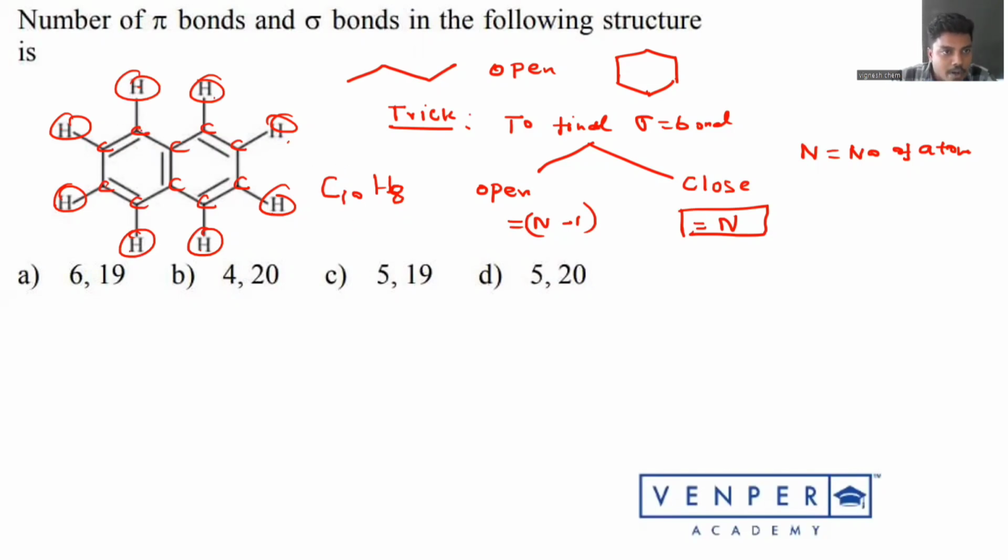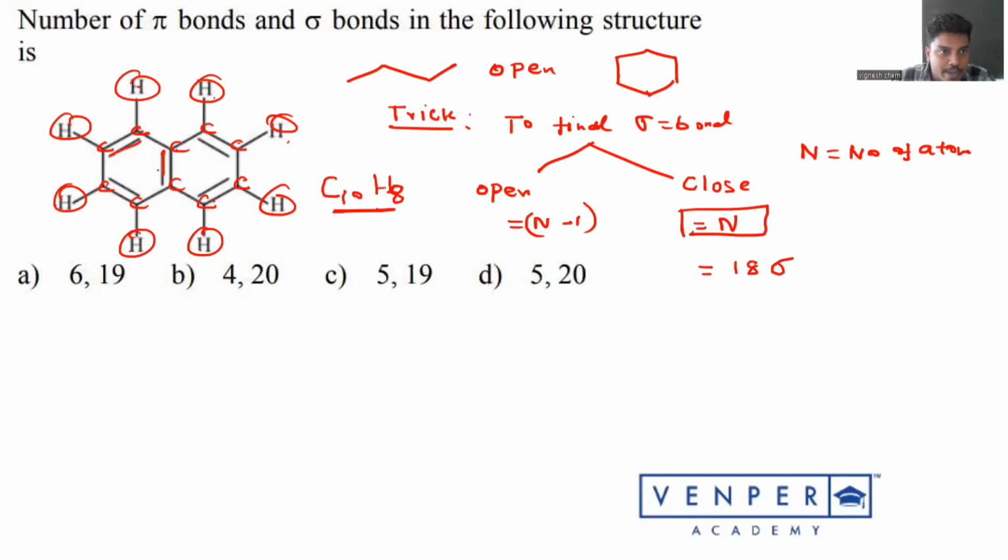Let's see: 1, 2, 3, 4, 5, 6, 7, 8, 9, 10. Okay, so how many sigma bonds? Should be 18, right? 10 plus 8, 18 sigma bonds. Yes or no? How many pi bonds?